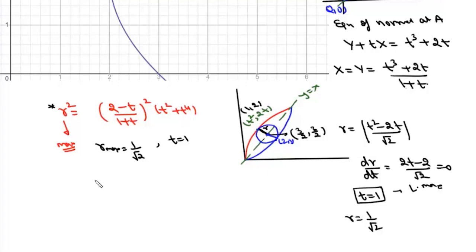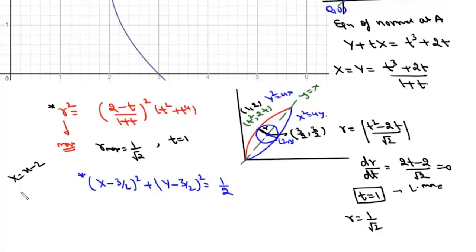So the equation of this circle will be x minus 3 by 2 square plus y minus 3 by 2 square, and will be equal to 1 by root 2 square, which is 1 by 2. But this is the equation of the circle for these parabolas, capital Y square equals 4x and capital X square equals 4y. We have to find it for the given parabolas. So what we'll do is we'll simply replace x with x minus 2 and capital Y with y minus 2.